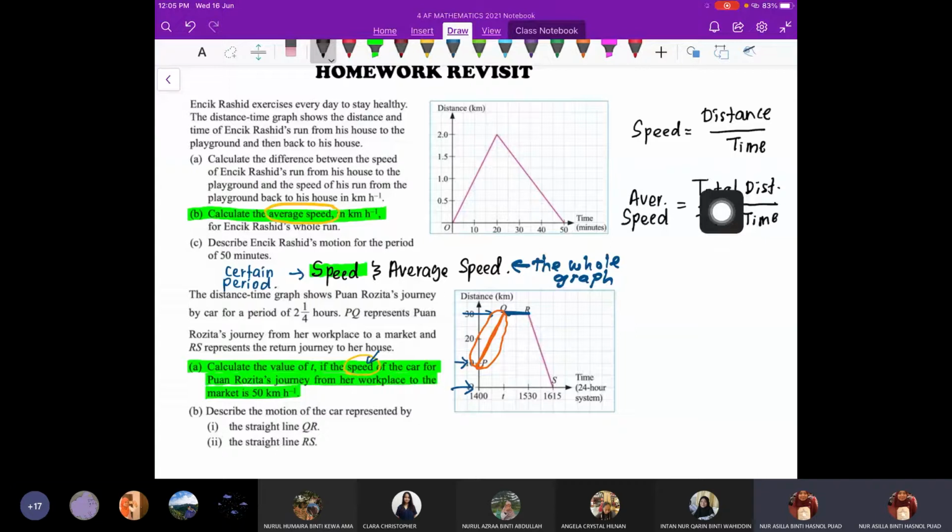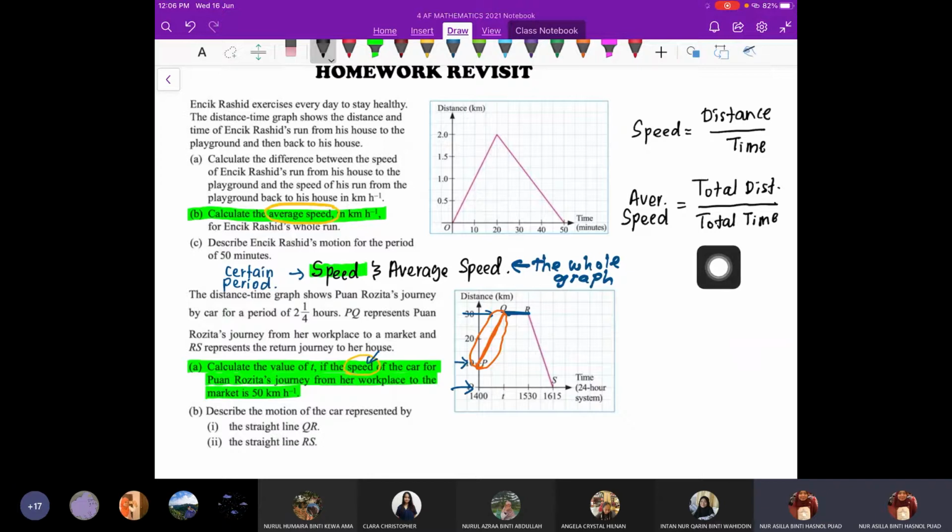Tetapi soalan minta in hours. Question asks you kilometer per hour, therefore 50 minutes kena tukar kepada hours. Okay, so that is the difference between speed and average speed. So kalau soalan minta B macam ni, calculate the average speed, so it meant total distance over total time.